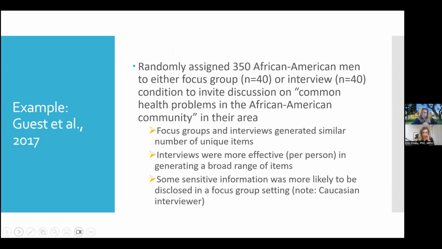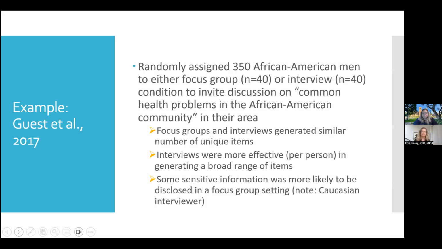So this is a fascinating study, and Alison brought this to my attention. I hadn't seen it. It's a great one, and I would really encourage folks to go take a look. They took a sample of 350 African American men, and I think this was in North Carolina. They randomly assigned them to either a focus group, so 40 focus groups with 310 individuals across them, or an individual interview, 40 interviews. Then they gave them the same guide so they could compare what kind of information they got in these different contexts.